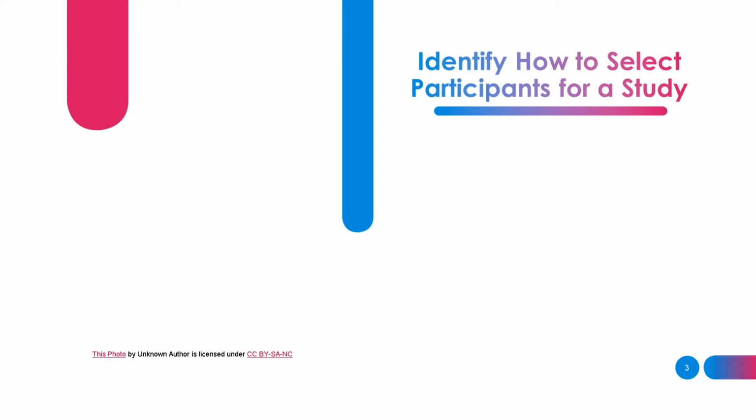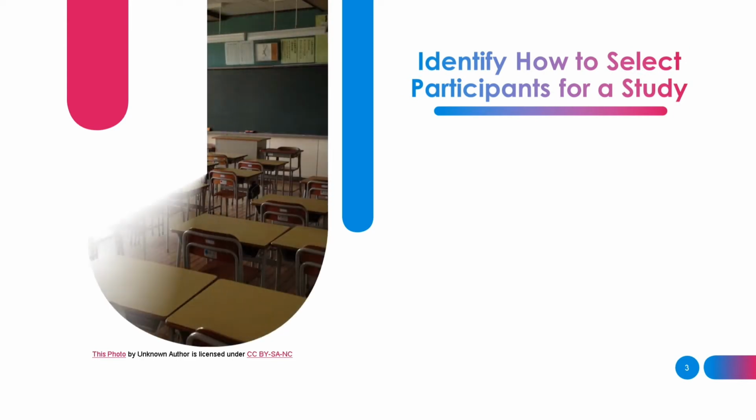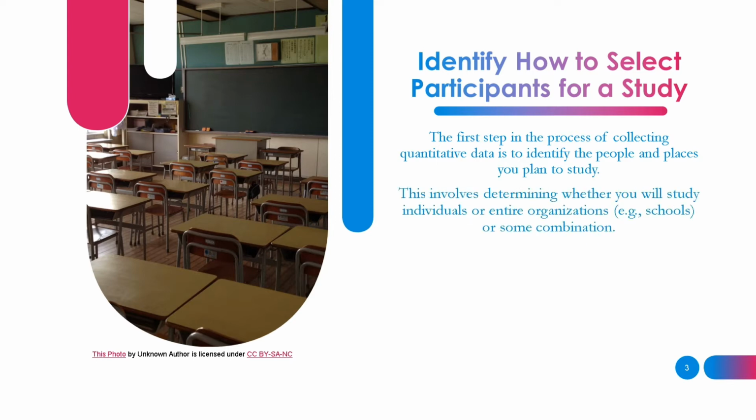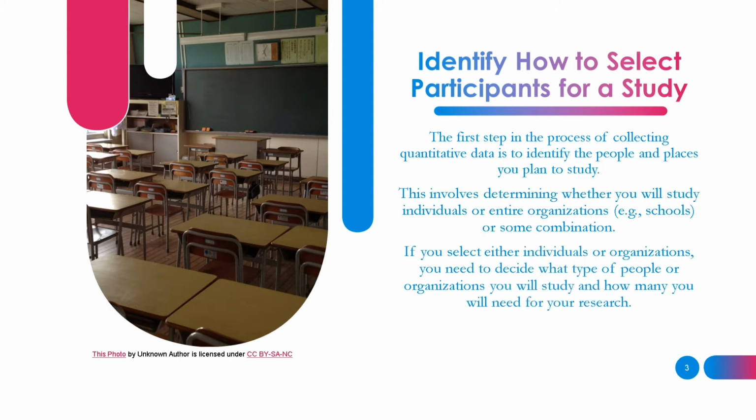Identify how to select participants for a study. The first step in the process of collecting quantitative data is to identify the people in place you plan to study. This includes determining whether you will study individuals or entire organization, example schools, or some combination. If you select either individuals or organization, you need to decide what type of people or organization you will study and how many you will need for your research. These decisions require that you decide on a unit of analysis, the group and individuals you will study, the procedure for selecting these individuals, and assessing the numbers of people needed for your data analysis.